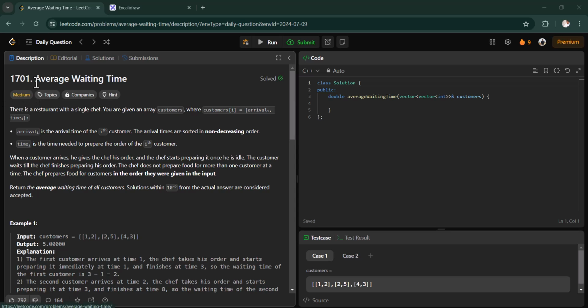Hello friends, today's question of the day is average waiting time. What is basically given in this question is that there is a restaurant with a single chef.